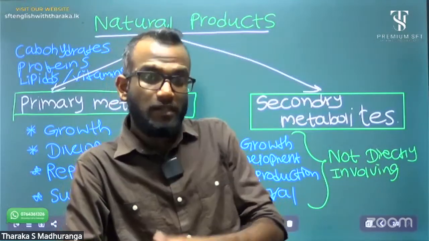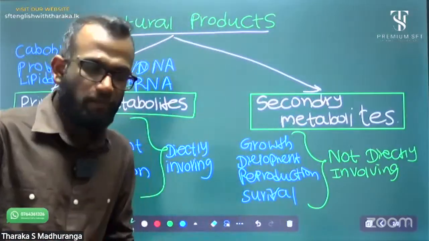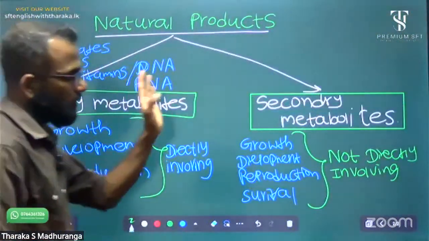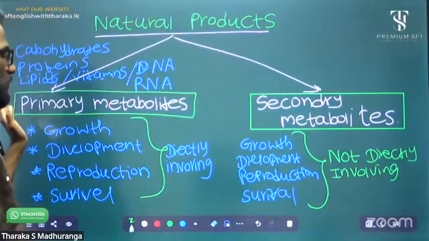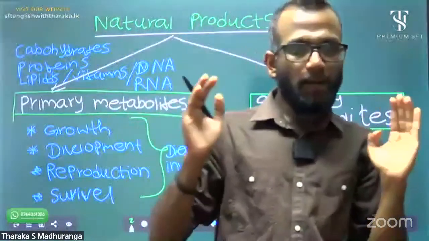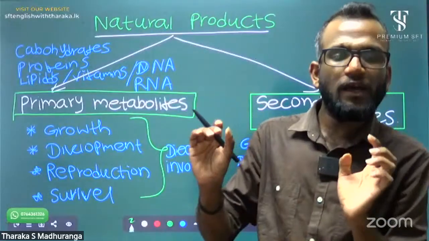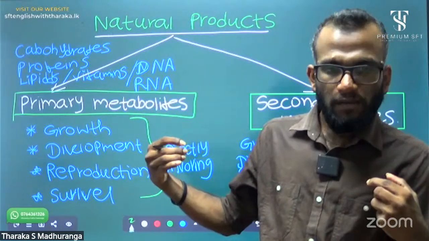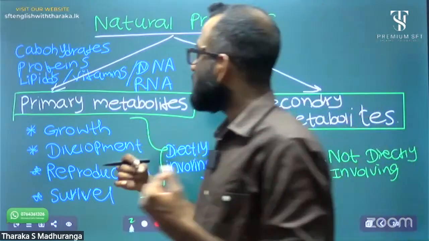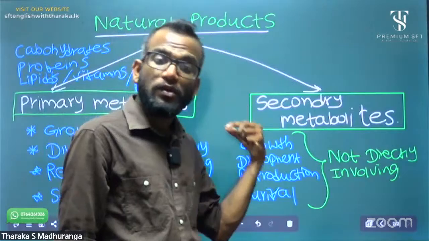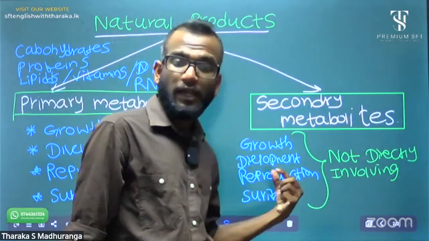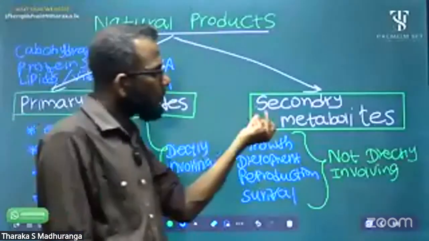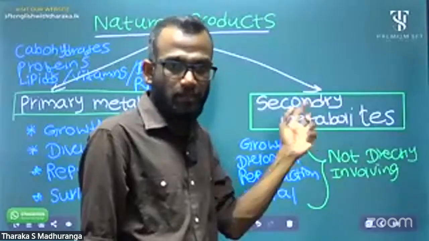Understood? Okay, that's another difference. I'll give you the differences between primary and secondary metabolites separately. Natural products are mainly two types, primary metabolites and secondary metabolites. Primary metabolites are organic compounds which are directly involved in growth, development, reproduction, and survival processes. Secondary metabolites are organic compounds which are not directly involved in those processes. Primary metabolites are produced by all organisms, but secondary metabolites are produced only by special organisms. Remember that.